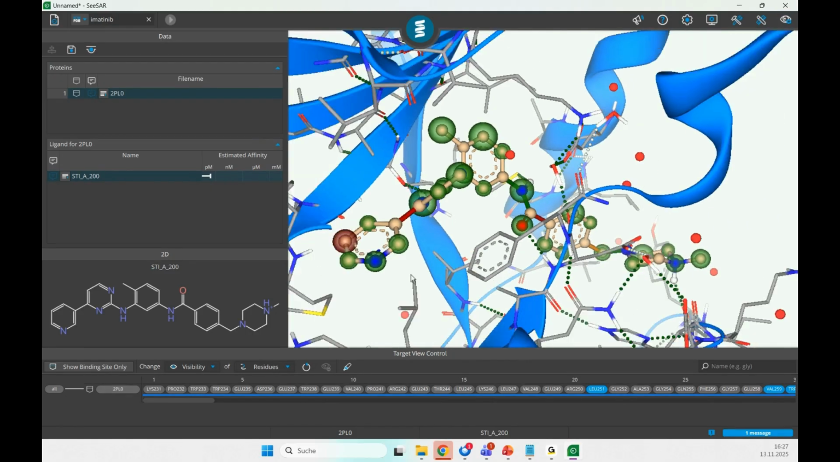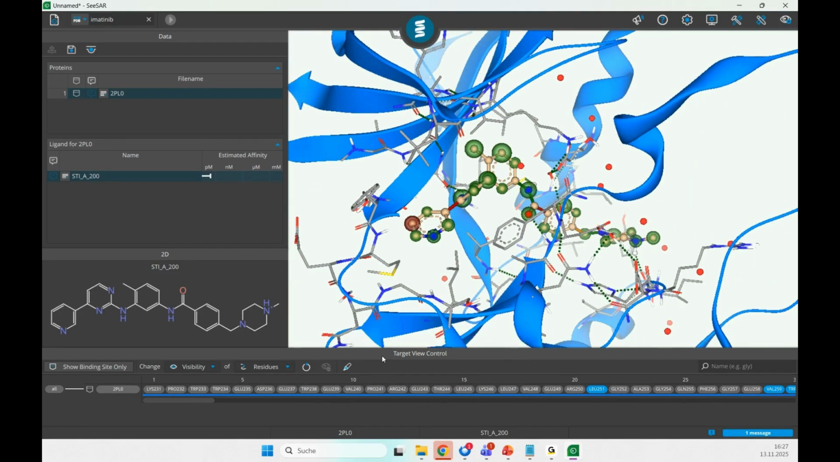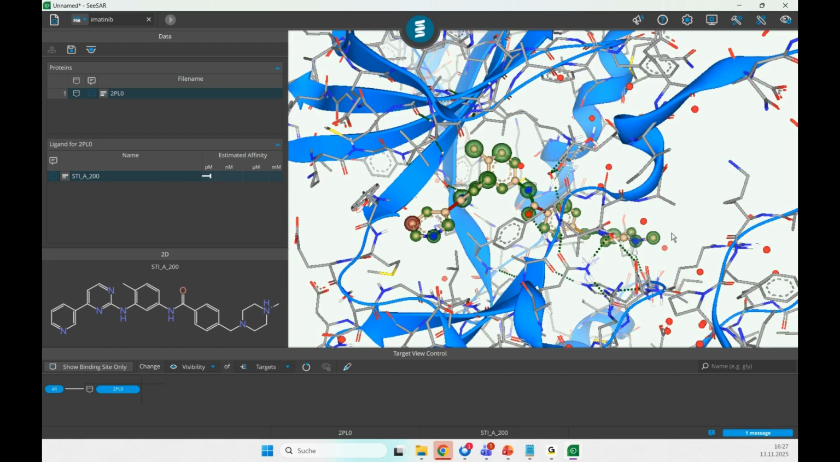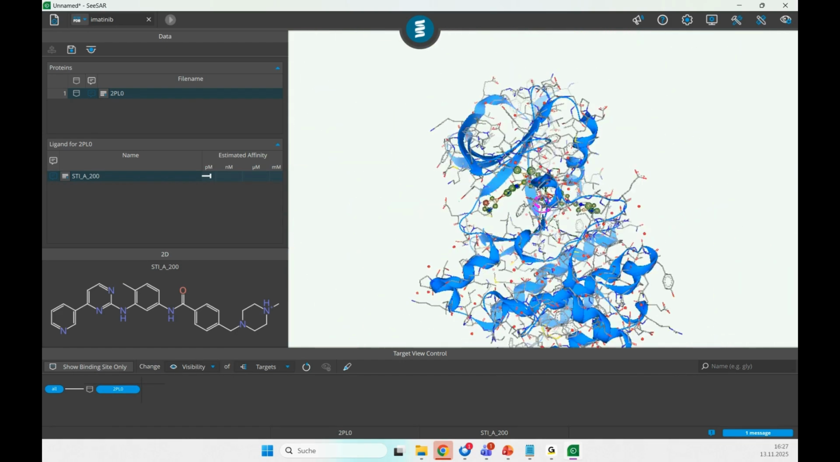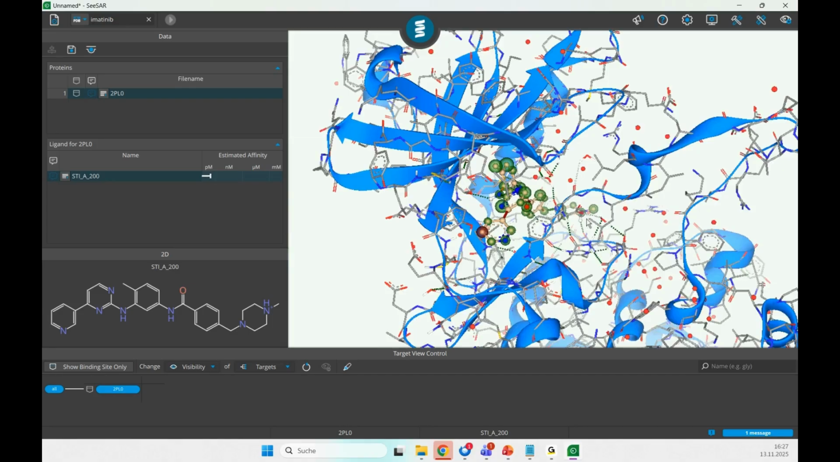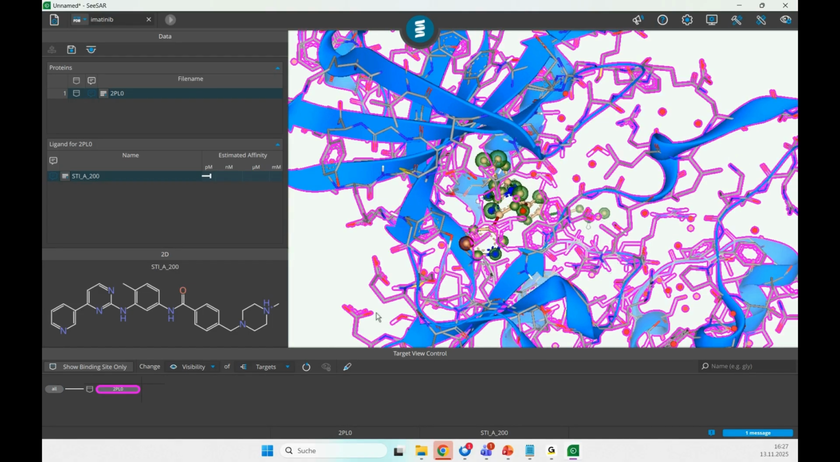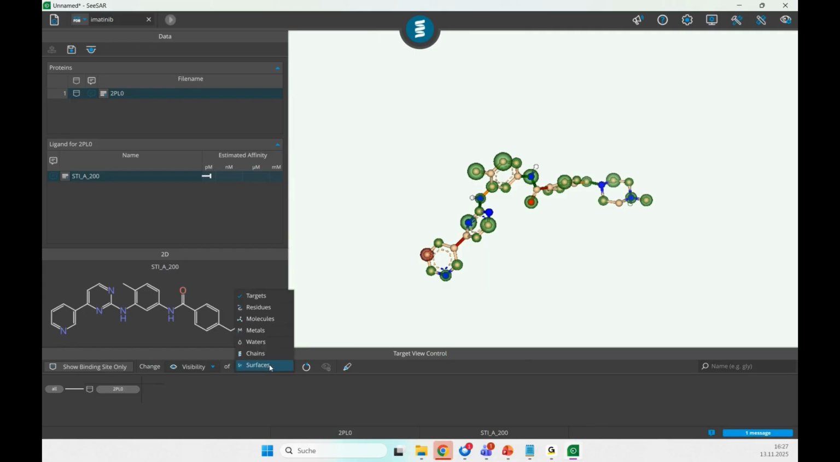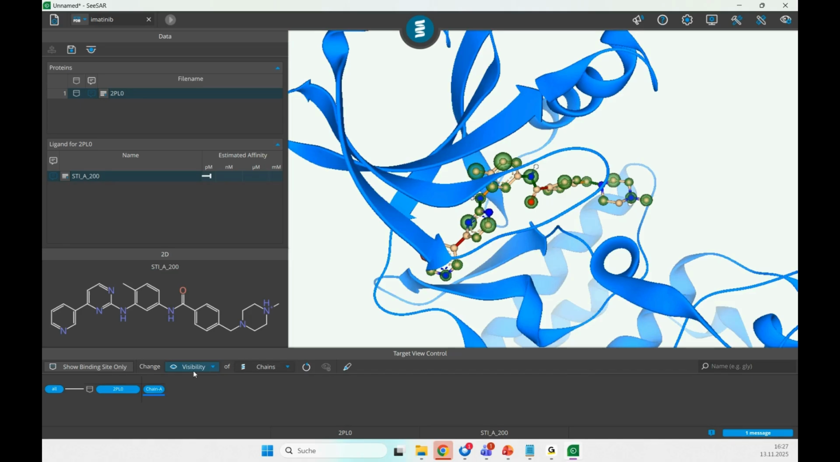Now about the visualization. This is where we have the target view control. Ultimately, we can do two things. We can adjust color and we can adjust the visibility. So if you don't like to see the whole structure itself, we can go to targets and just turn on the visibility for everything, which will turn on the visualization of every single heavy atom of the target, or turn it off, and then we are left with the ligand only. We can also turn on just the chain.